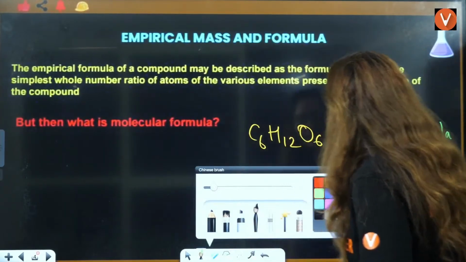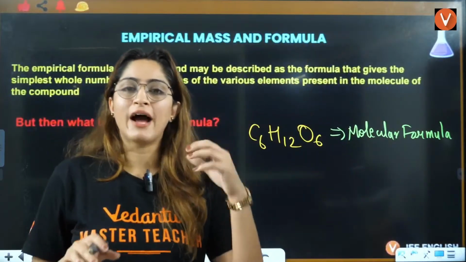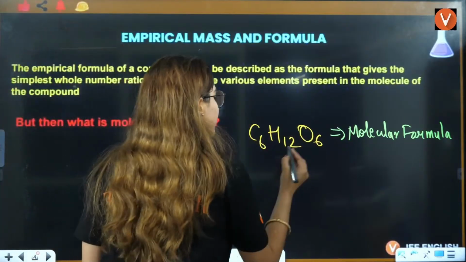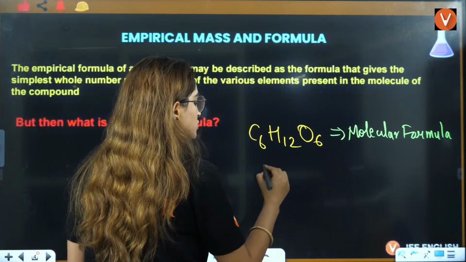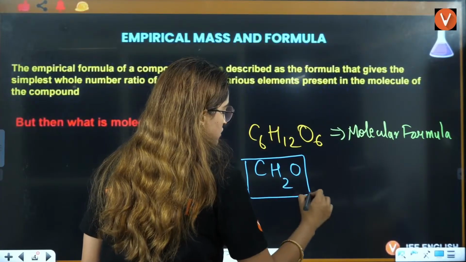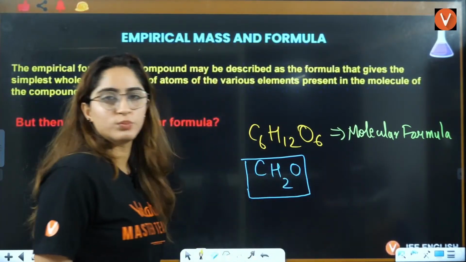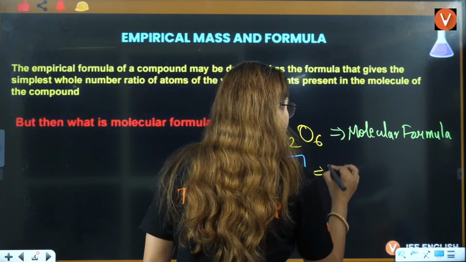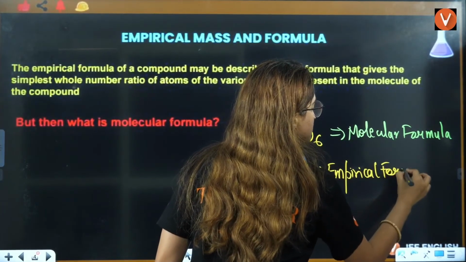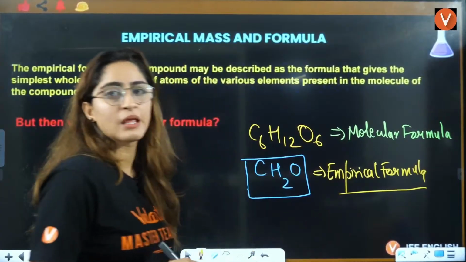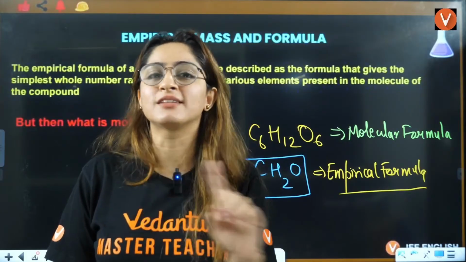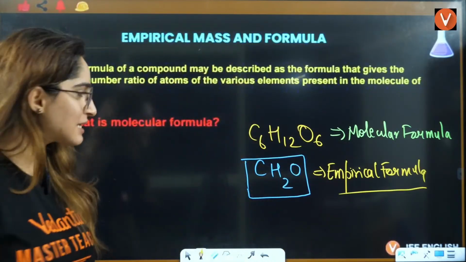Now, if I say that you just have to divide it by any number to make it into the simplest whole number ratio, right? So I'll divide it by 6 and this will become equal to CH2O, isn't it? This is your empirical formula. That means the simplest whole number ratio of a molecular formula is nothing but the empirical formula, right? Okay.